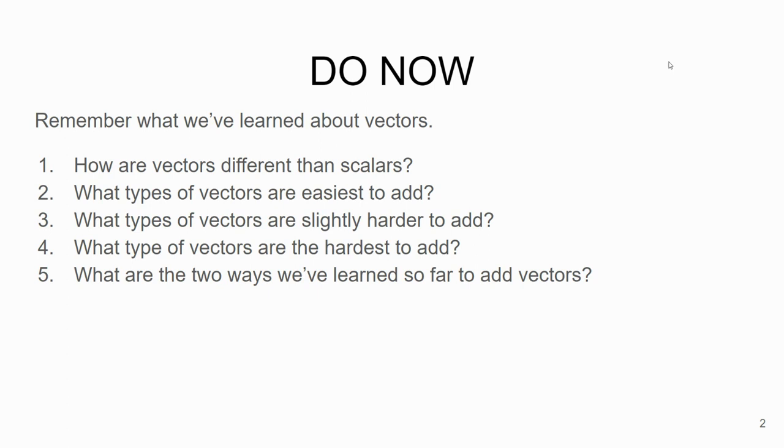And then, finally, what type of vectors are hardest to add? Vectors at arbitrary angles. So they're not in the same direction or opposite direction. Your vectors are not at right angles to each other. They're just at some other angle. Those are the hardest to add. And then what are the two ways we've learned so far to add vectors? That would be the parallelogram way and the tip-to-tail way.